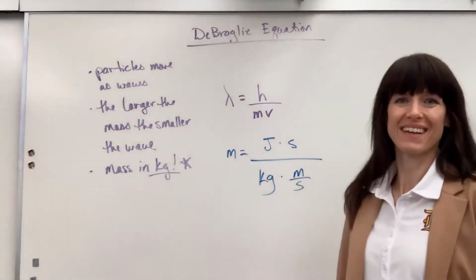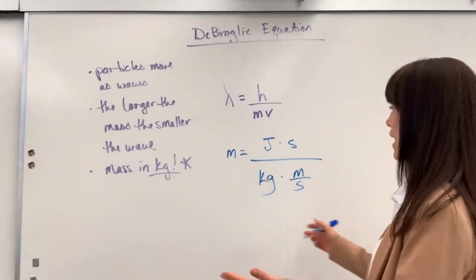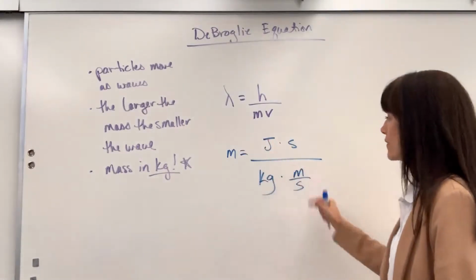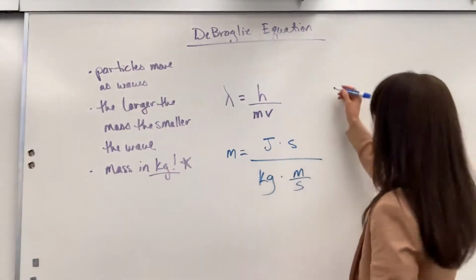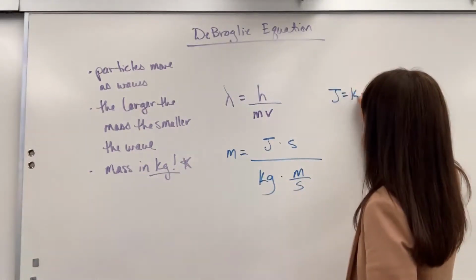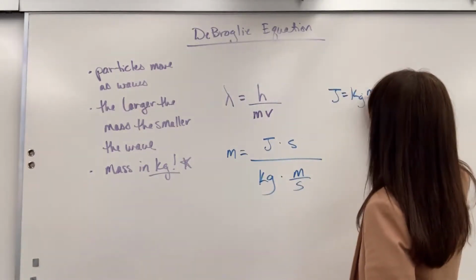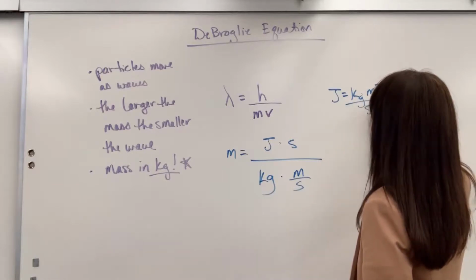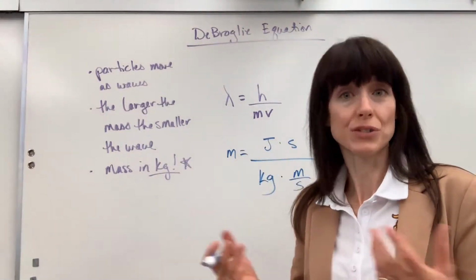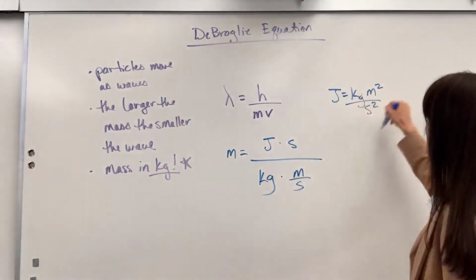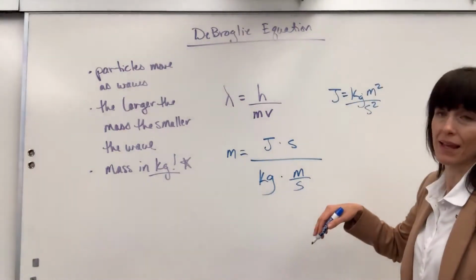Okay, now looking at this, you're like, whoa, how do you get meters out of all those units? It's actually right here, buried in the joule. A joule is kilogram times meter squared divided by second squared. That's when you break it apart. Joules is a derived unit of the mass, time, and length.